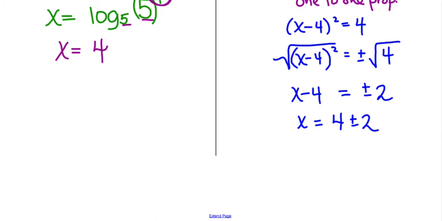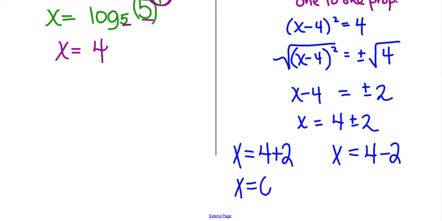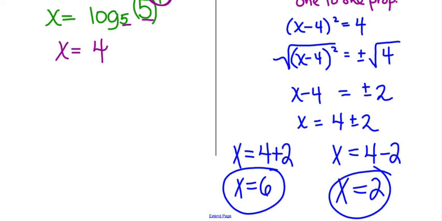All right. Now, we have two solutions possible. x being 4 plus 2 and x equaling 4 minus 2. When we simplify that, we get 6, or we can have 2. So sometimes you might get two solutions. Not the most common, but it can happen.